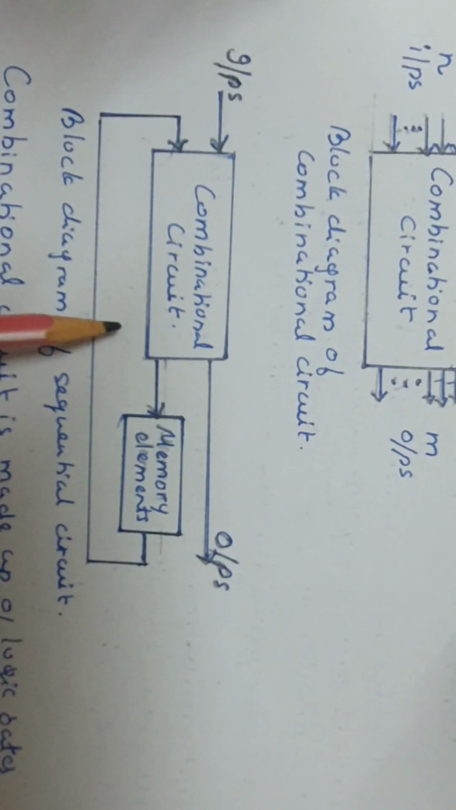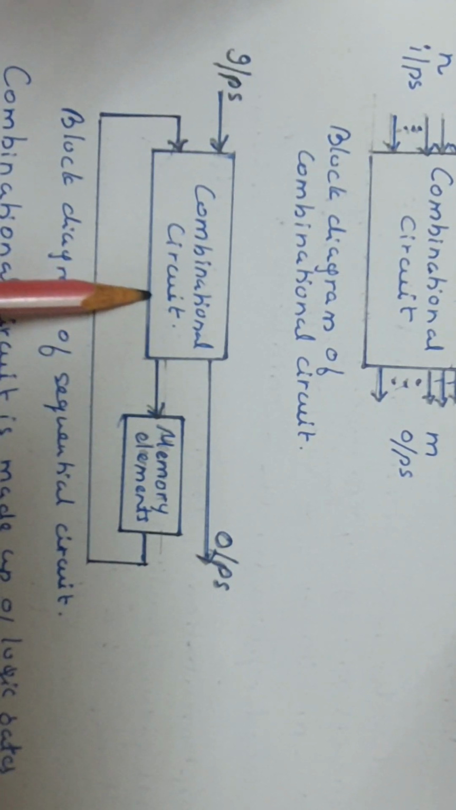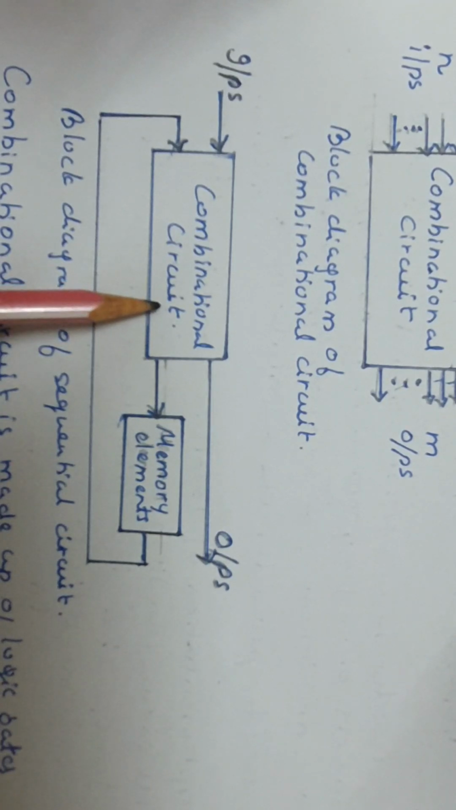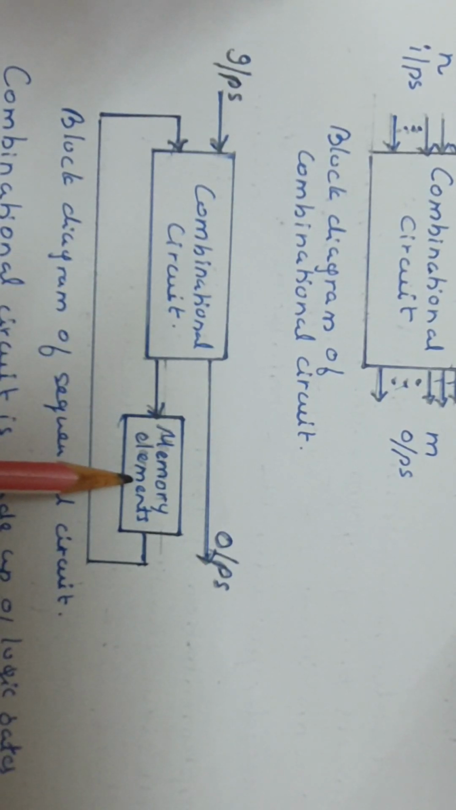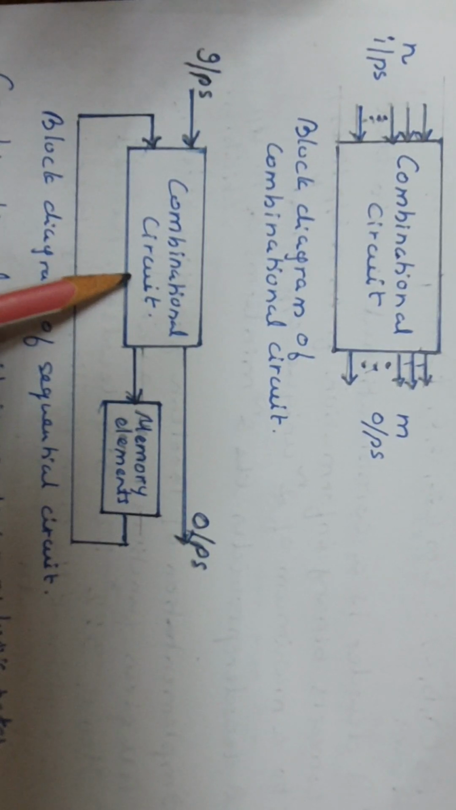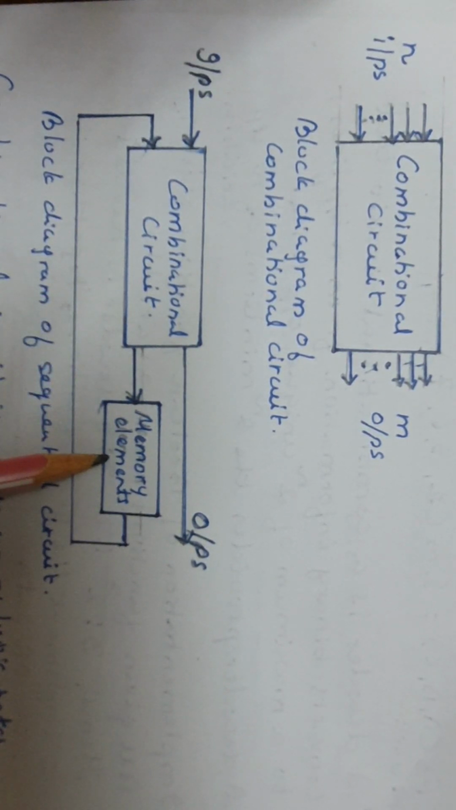Next, we shall consider the block diagram of sequential circuit. So this is the block diagram of sequential circuit. It consists of combinational circuit, meaning the sequential circuit also will be made up of logic gates, but in addition it will have memory elements. This combinational circuit and memory elements together form the sequential circuit. The previous output of the combinational circuit, which is stored in the memory element, forms the state of this whole sequential circuit.